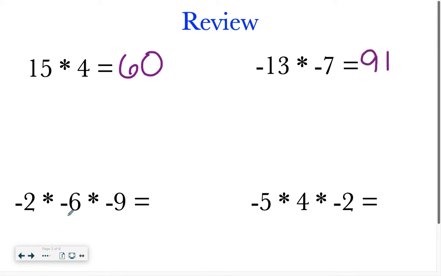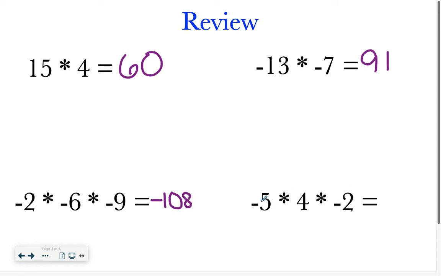Then down here I'm multiplying three numbers together. I have negative 2 times negative 6 times negative 9. I have a negative times a negative. That gives me a positive number right here. And then a positive times another negative ends up being a negative answer. So then I have to go back and look, what is 2 times 6? 2 times 6 is 12. 12 times 9 is 108. So my answer is a negative 108.